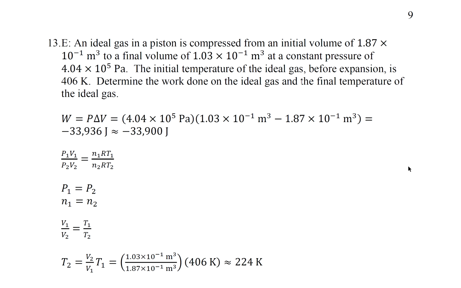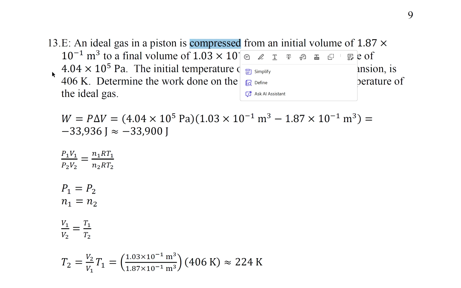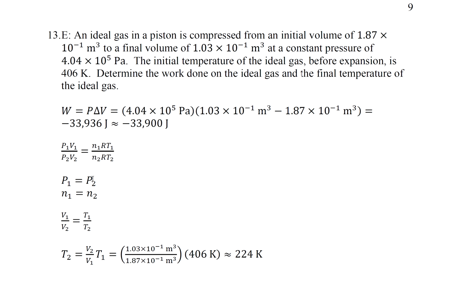Question 13. An ideal gas in a piston is compressed from an initial volume of 1.87 times 10 to the minus 1 meters cubed to a final volume of 1.03 times 10 to the 1 meters cubed. Okay, it's compressed, so the volume decreases at a constant pressure of 4.04 times 10 to the 5 pascals. The initial temperature of the ideal gas before expansion is 406 K. Determine the work done on the ideal gas and the final temperature of the ideal gas. So W equals P delta V, because it says constant pressure. We know delta V because they gave it to us, and we know P because they gave it to us. So we were able to solve for W, and it is negative. Of course it's negative because the volume is compressed. So PV equals nRT, P1 equals P2, n1 equals n2, R equals R, of course. So we have this equation.